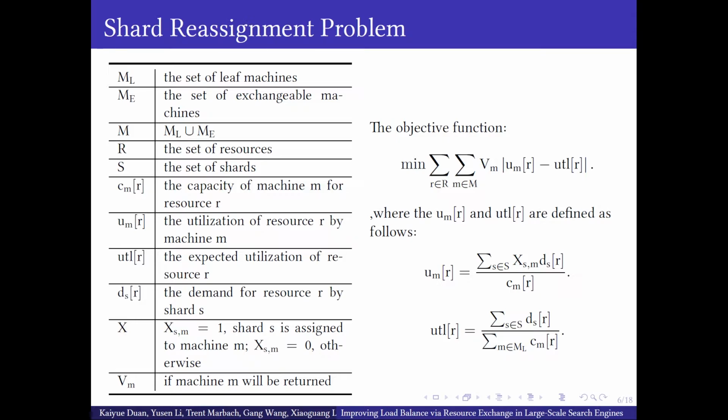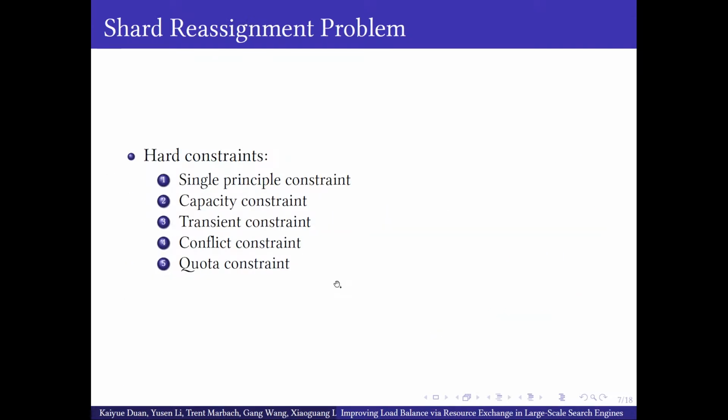The objective function is to minimize the global imbalance. Specifically, it aims to minimize the difference between the resource utilization of unweakened machines and the expected utilization. And the expected utilization is a fraction. It treats all leaf machines as one huge machine, and at the same time, it treats all shards as one huge shard, and calculates the value of the resource demand of the huge shard divided by the capacity of the huge machine. The reassignment should obey a set of constraints.